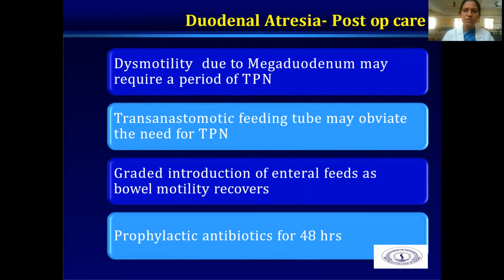Of course, there is a chance of inflammation and infection, because the patient has undergone surgery and the patient's immunity will already be very low. The patient's nutrition needs may not be completely met. So we have to maintain the immune status of the patient by means of total parenteral nutrition. And also we are giving this transanastomotic feeding tube to obviate the need for TPN, and then we have to put the patient on antibiotics and cover the patient with antibiotics and keep the patient away from all types of infections.